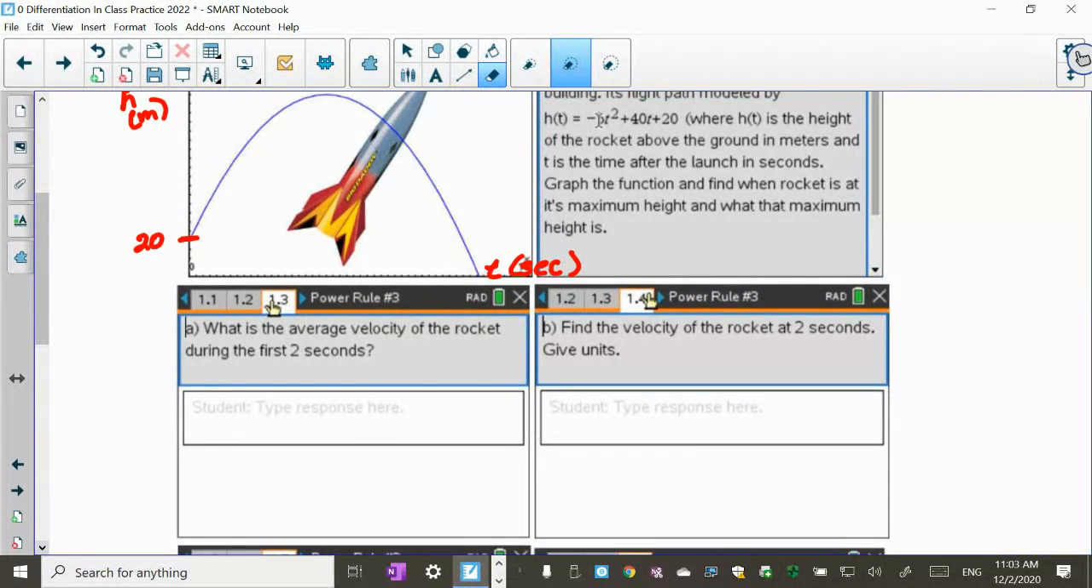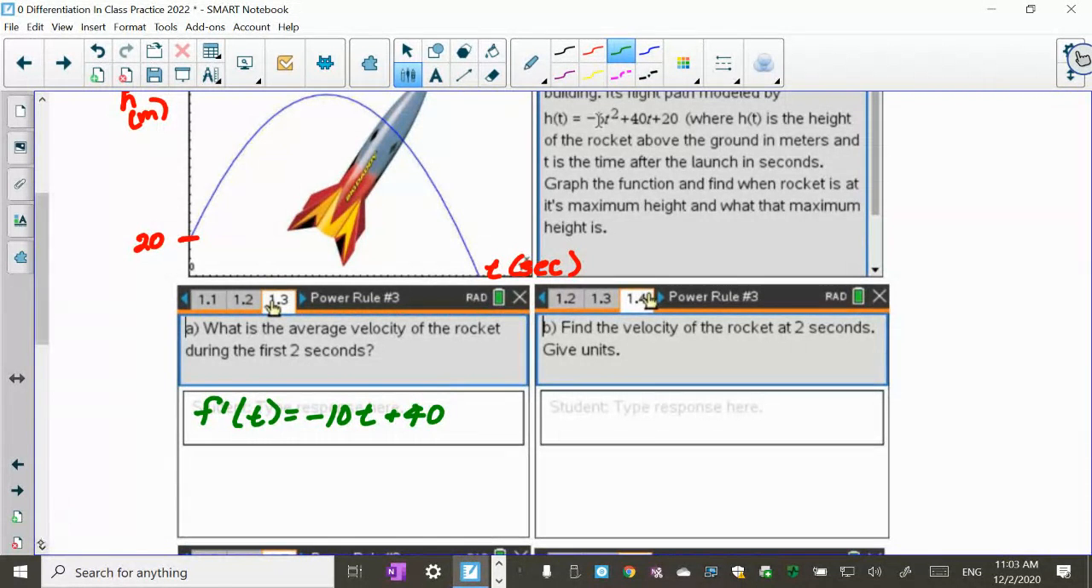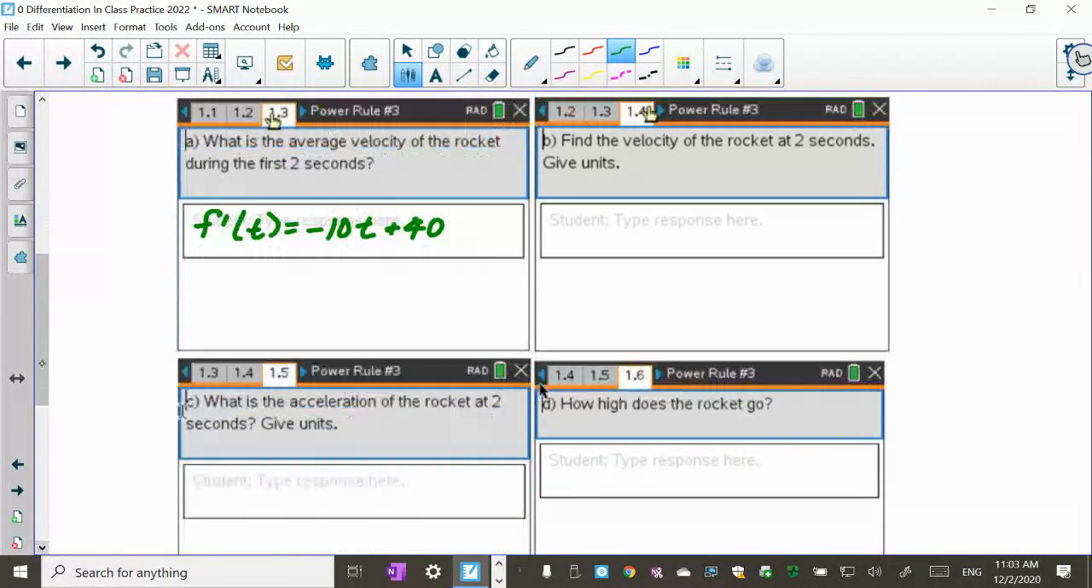So the first one, they want to know the average velocity. So I realize that velocity is my first derivative. So I have my function above there. I know that f prime of t, using the power rule, is going to be negative 10t plus 40. So if they want me to find the average velocity in the first 2 seconds, the key word here is average. I want to find the velocity at 0. So this is our velocity equation.